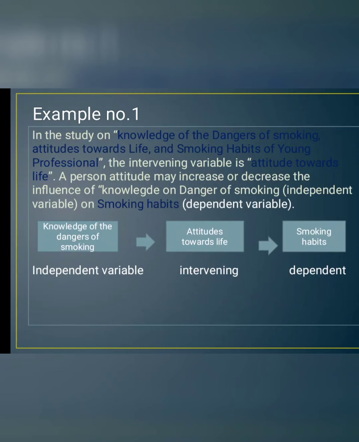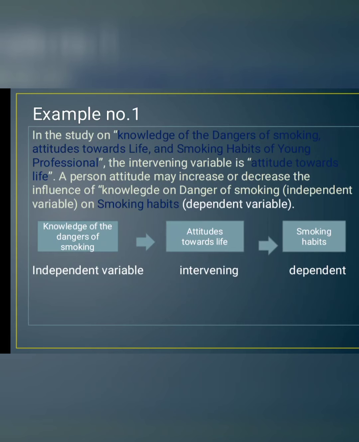The example number 1 nga is, in the study of knowledge of the dangers of smoking, attitudes towards life, and smoking habits of young professionals. The intervening variable is the attitude towards life. A person's attitude may increase or decrease the influence of knowledge on danger of smoking or the independent variable. On smoking habits is the dependent variable.